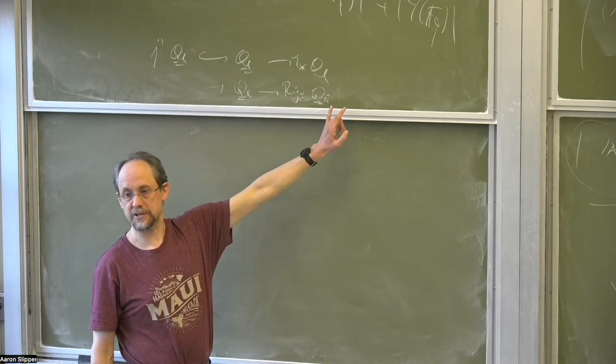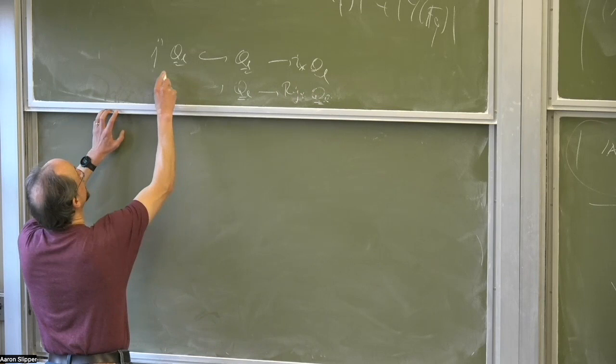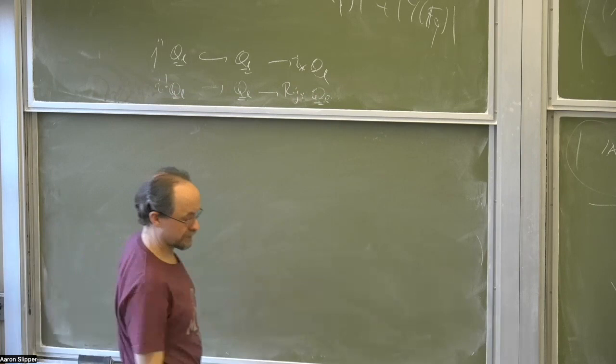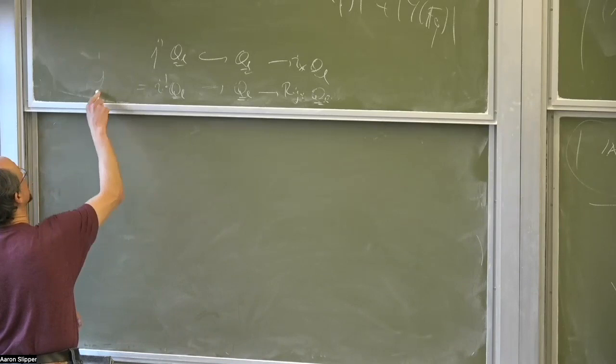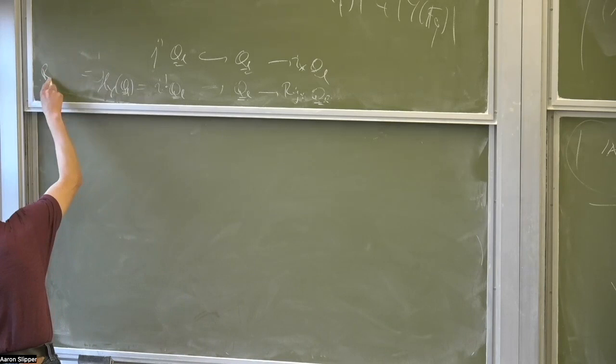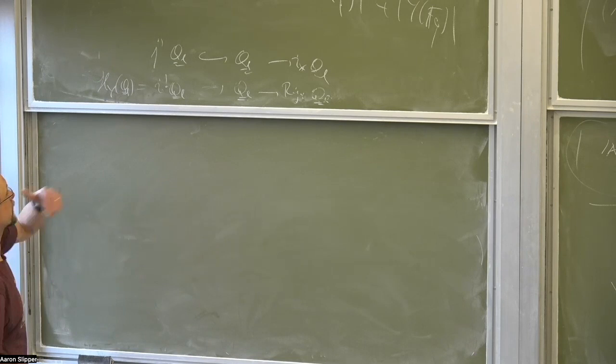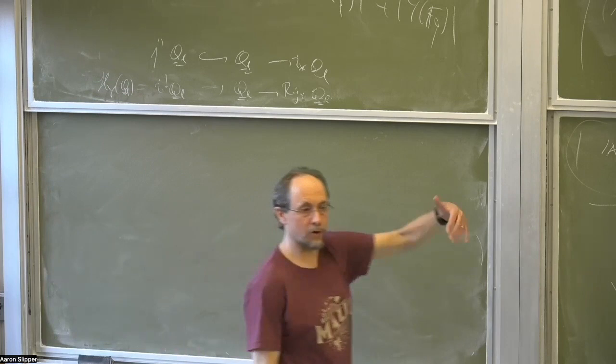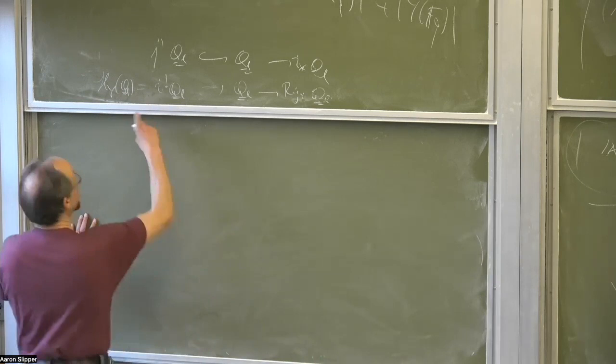So that's the derived version. I don't know, people write it this way, or in more old-fashioned texts they write it with script H_Y, the sheaf version of local cohomology, or they write it in other ways too, but those are some standard notations. So this is a gadget which, when you compute, you get the local cohomology along Y.